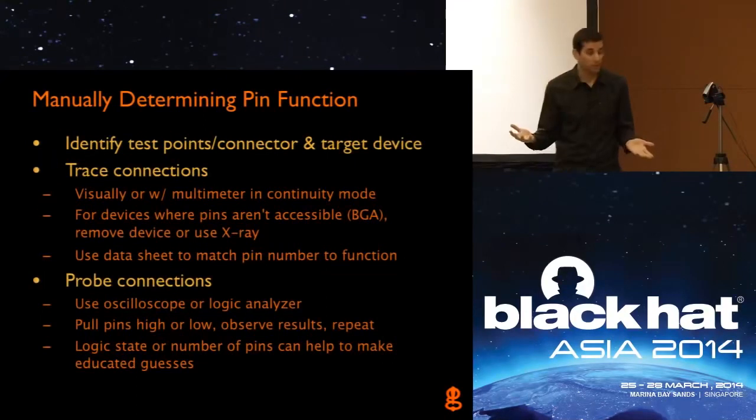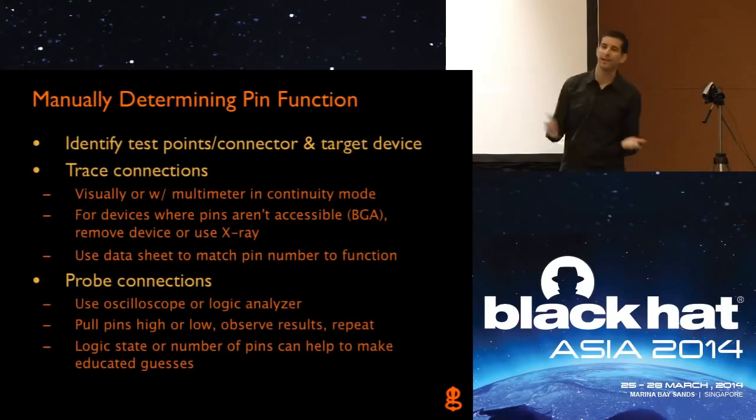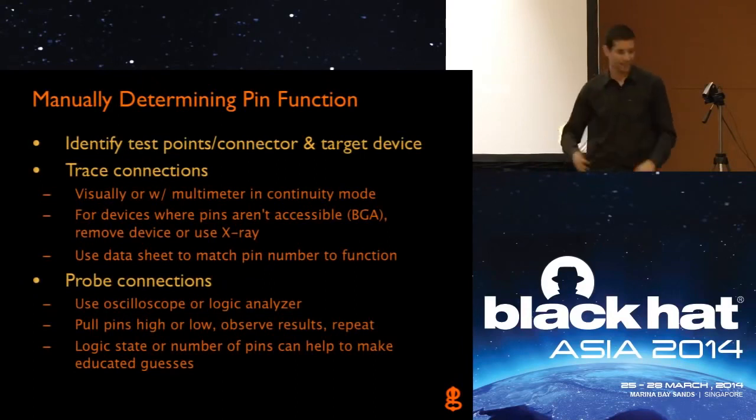Maybe you have to remove the part from the board, remove the BGA part so you can actually see where things are going. There's lots of ways to do it, but that's where things get difficult if you don't have the experience and you don't have the tools. And then you can also probe the connections, use an oscilloscope, monitor what's going on, trial and error of pulling pins high and low and seeing if that kicks off some sort of process with the other pins. It's just a very long process, and that's the whole goal of the JTAGulator, is to simplify that process a little bit.